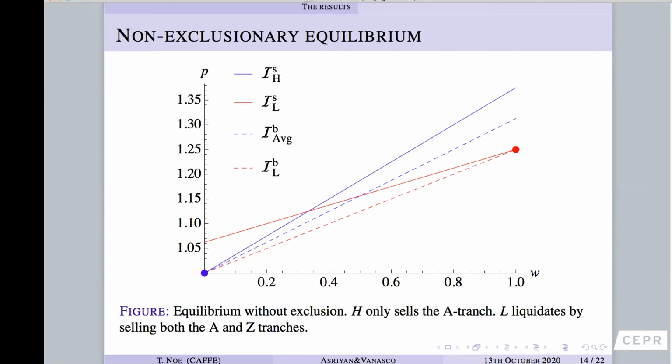So this is using the same numbers. This is our non-exclusionary equilibrium. Because of this mispricing, in this case, the dotted blue line is the ISO average quality line. That's the break-even line for the buyer, given he conjectures that both types will issue, given his priors. And we see in this case, H doesn't want to sell any of the Z tranche because the price he wants is greater than what the buyer is willing to pay.